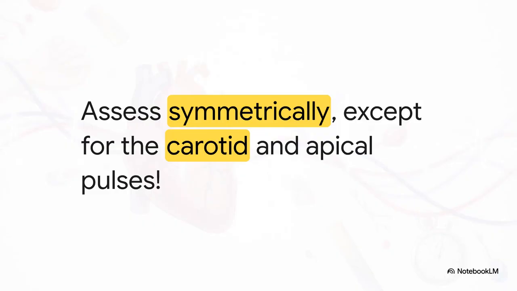But, hey, there is a massive exception to that final rule of equality. Normally, you assess symmetrically, checking both wrists at the same time to make sure the blood flow matches. But you absolutely never ever do this for the carotid artery in your neck or the apical pulse at your heart. Why? Well, if you compress both carotid arteries at the same time, you risk cutting off blood flow to the brain entirely. Not good. And the apical pulse, well, that's taken directly over the heart itself, so there's literally no symmetrical pair to check anyway. It's a vital safety exception you have to remember.